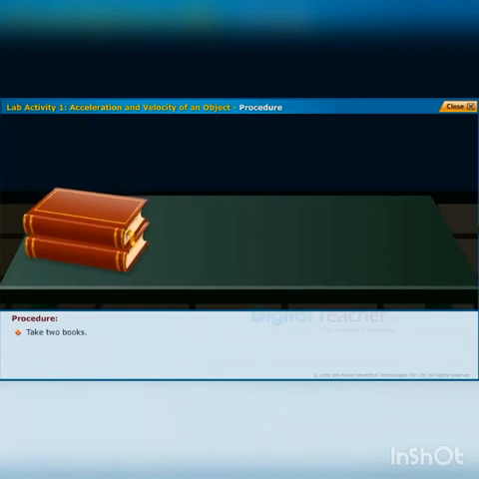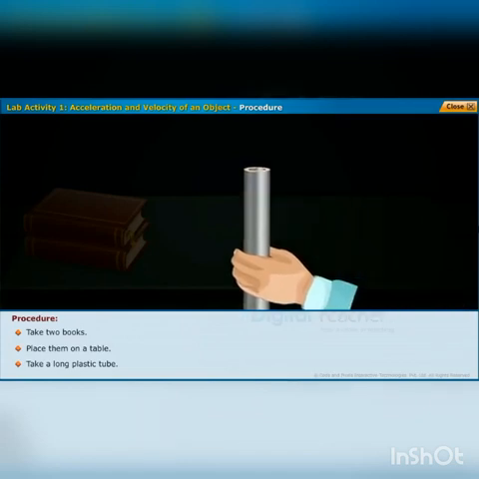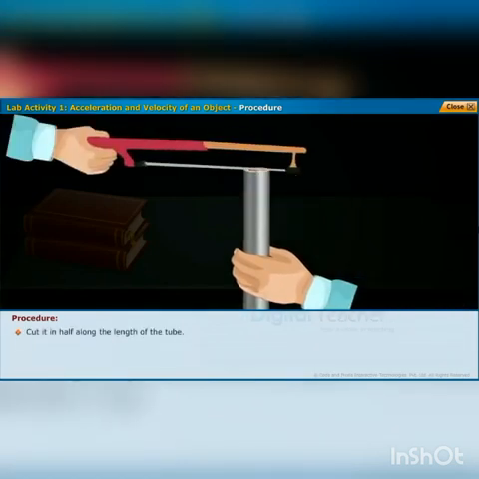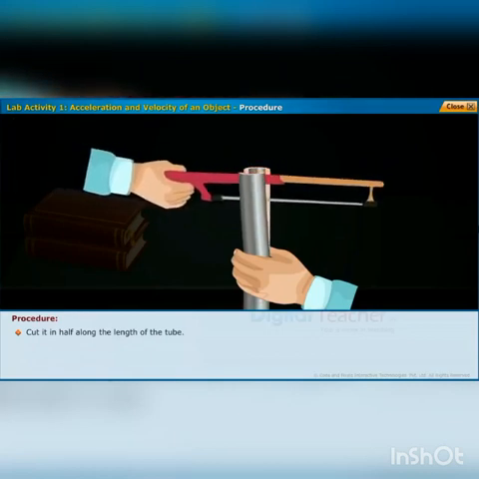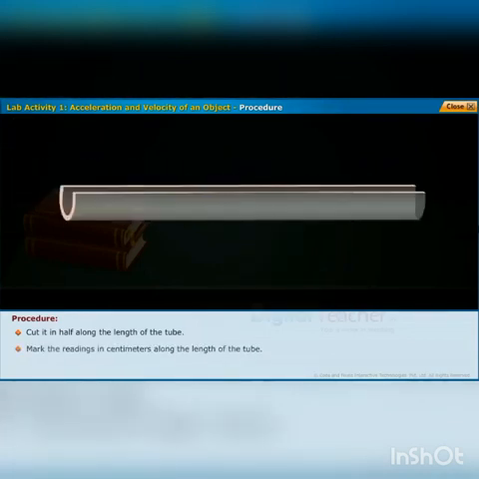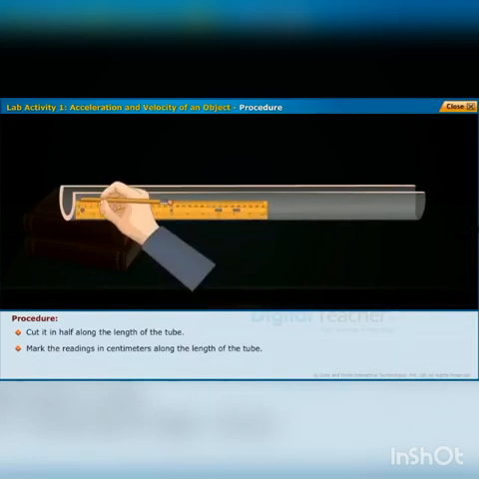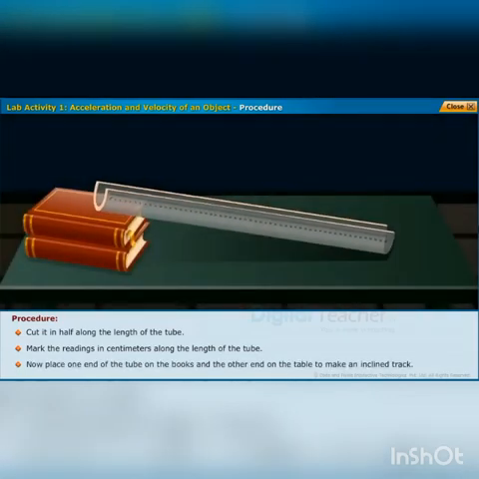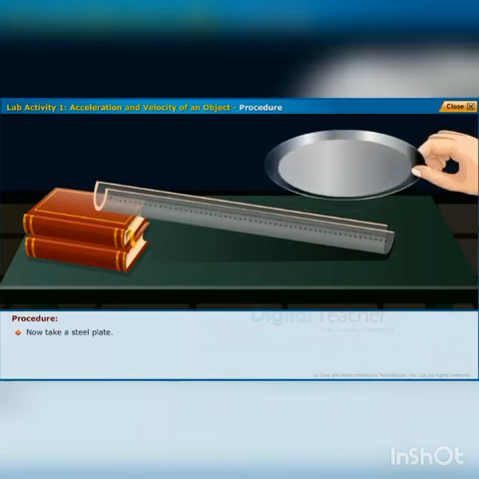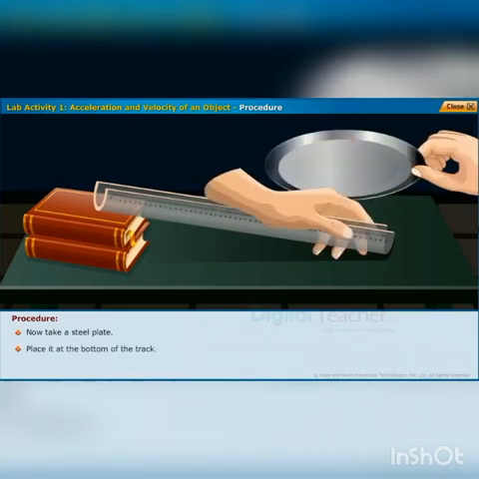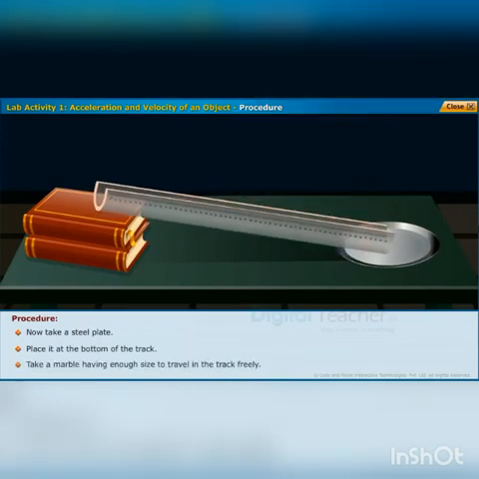Take two books and place them on a table. Take a long plastic tube. Cut it in half along the length of the tube. Mark the readings in centimeters along the length of the tube. Now place one end of the tube on the books and the other end on the table to make an inclined track. Now take a steel plate and place it at the bottom of the track. Take a marble of enough size to travel in the track freely.